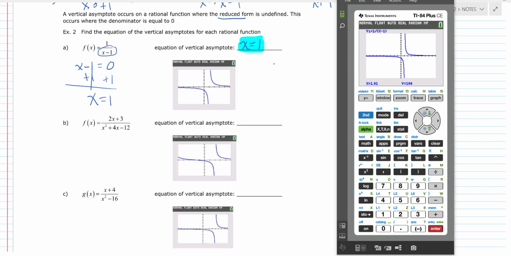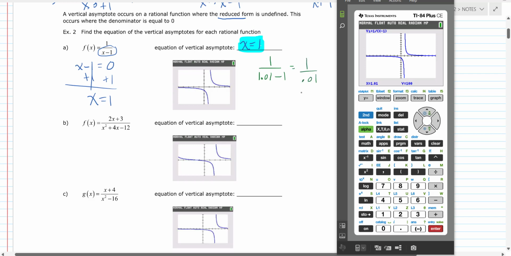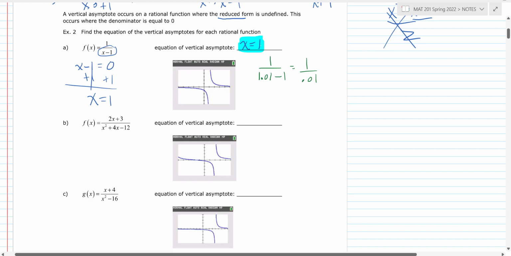Basically what happens on what I just did is this. If I plugged in 1.01 into this function, I would get 1 over 0.01. Well, why do you get such a big number? The reason's simple. This is 1 over 1/100th.